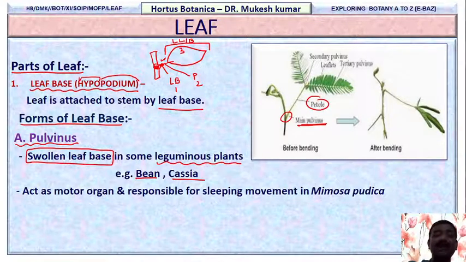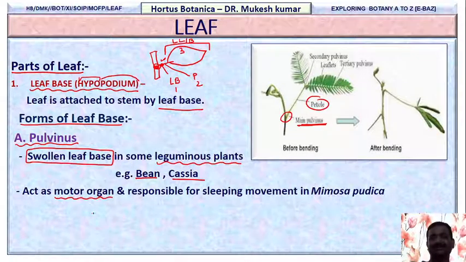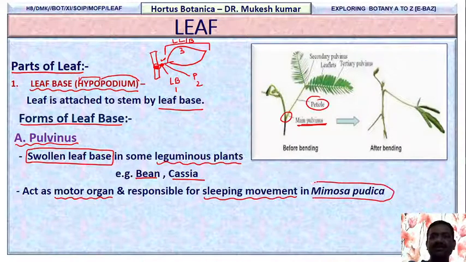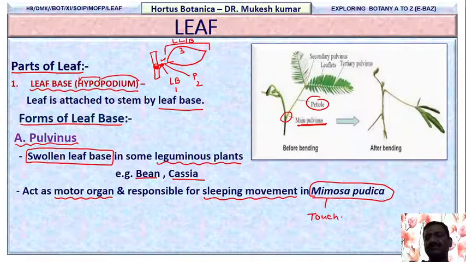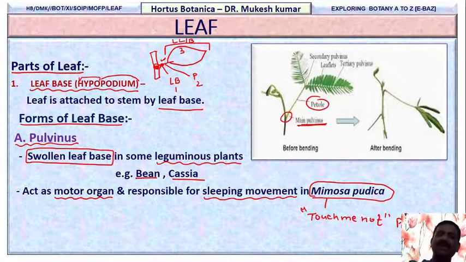And how will it work? Yeah, it works like a motor organ and is responsible for the sleeping movement, and it is found in Mimosa pudica, that is called touch-me-not plant. Yes, touch-me-not plant it is. And this is a member of the Leguminosae family. Just told you, a leguminous plant.